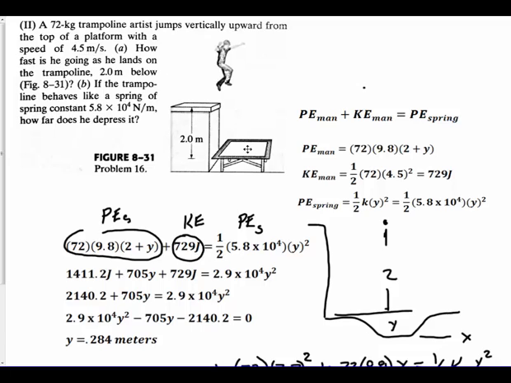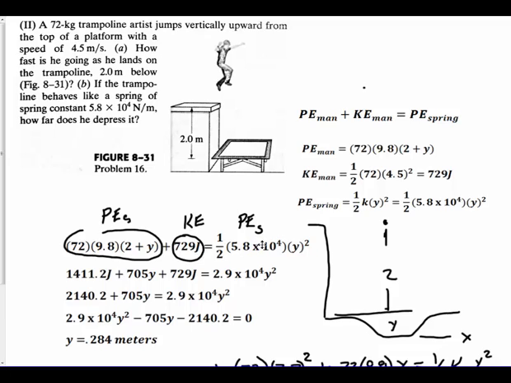When he lands and hits the net, he's going to have a velocity. But when he deflects this trampoline surface, when he gets to the bottom, he's lost all his velocity. He's come to a stop. So I set the potential energy as 1/2 times 5.8 times 10 to the fourth times y squared, this being your spring constant.